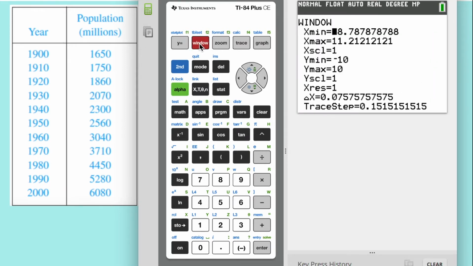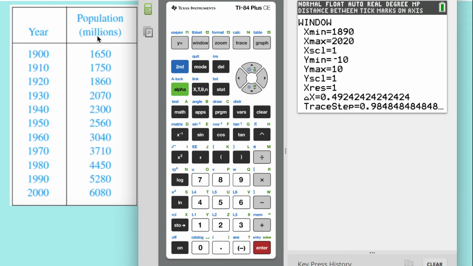So then I'm going to go into my window and change my window settings. My X values are my years. So I'm going to go a little bit less than 1900. Let's just go 1890. And then I need to use this to estimate the year 2015, so I'm going to go a little bit higher. I'm going to go 2020 and hit enter for my X.